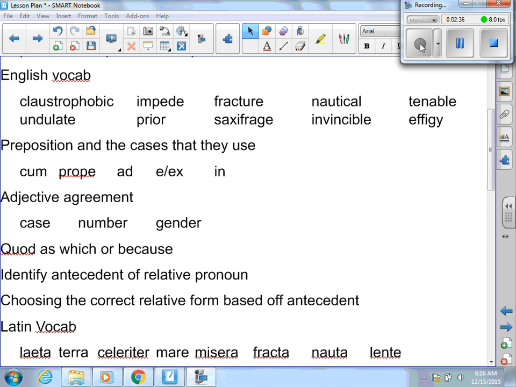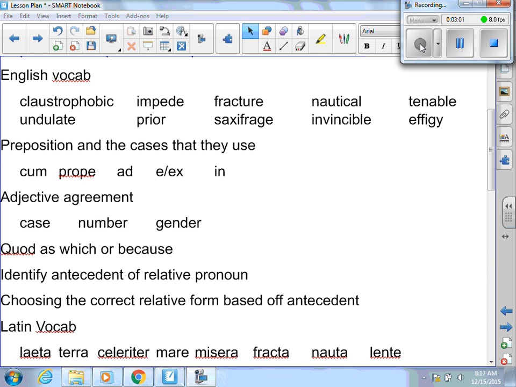Identify antecedent of relative pronouns. In this case, they're going to give you a qui clause, and they're going to ask you to determine what noun the qui is replacing. Choosing the correct relative form based off the antecedent. This time they're going to give you the antecedent, they're going to give you the noun, and then they're going to ask you which form qui should take.